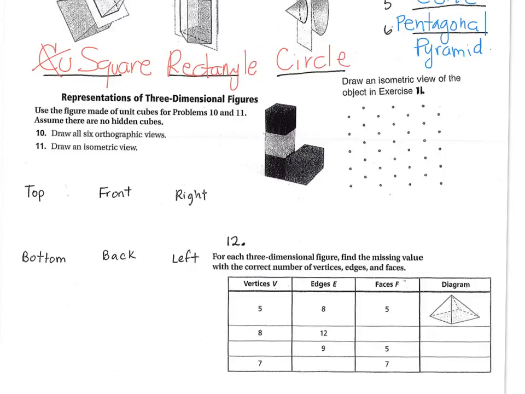Number 10, draw all 6 orthographic views. What you're supposed to have here is something like this. Do you have that? Yes? For the front, you're supposed to have 3 squares going down, and then one on the side, yes. For the right it's the same thing as the front.